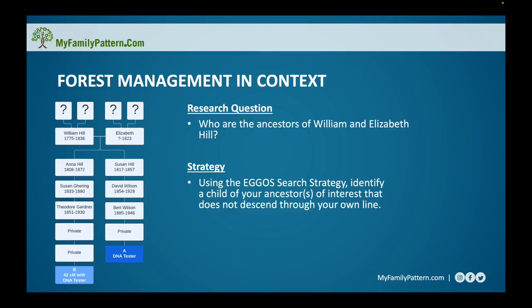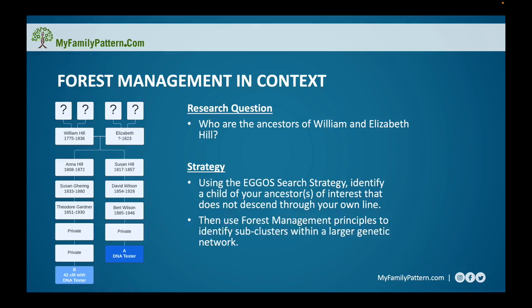In my case, I descend from Susan Hill, and I am the DNA tester that's marked A in the blue box underneath Susan Hill. And I find another child of William and Elizabeth, and I find a match that descends from that ancestor. In this case, it's Anna Hill, and I found a match that has 42 centimorgans in common with me. And what I do is look at the shared matches, or in common with matches, between myself and this DNA tester that I'll call B. And I'm looking at that shared match group.